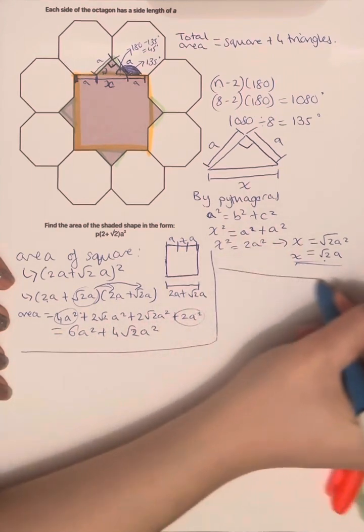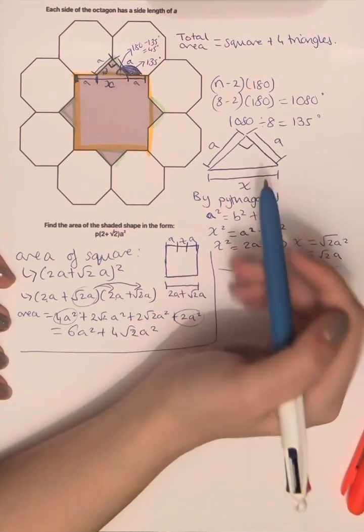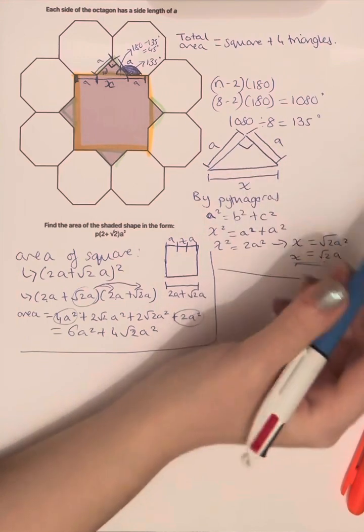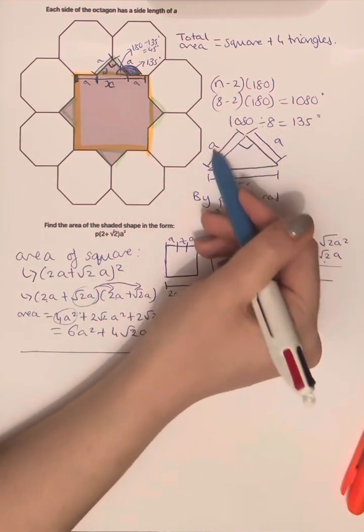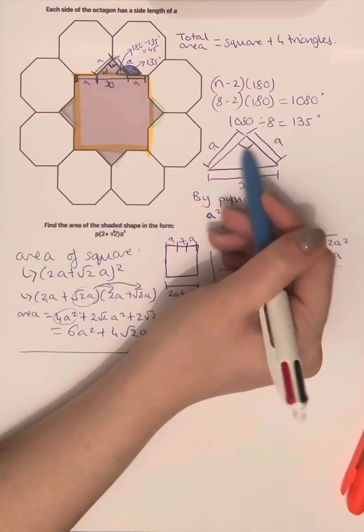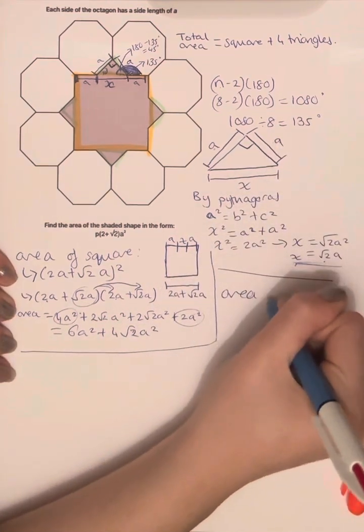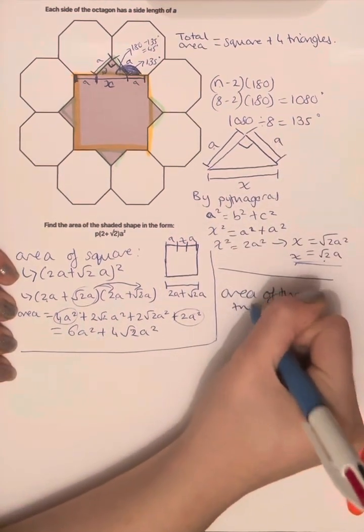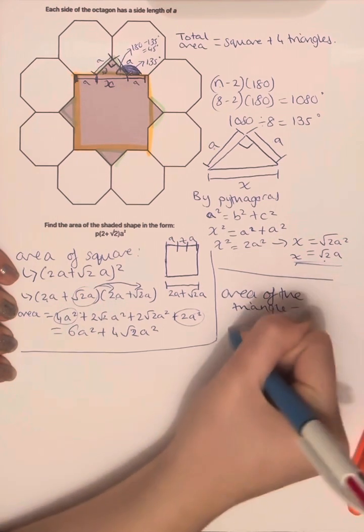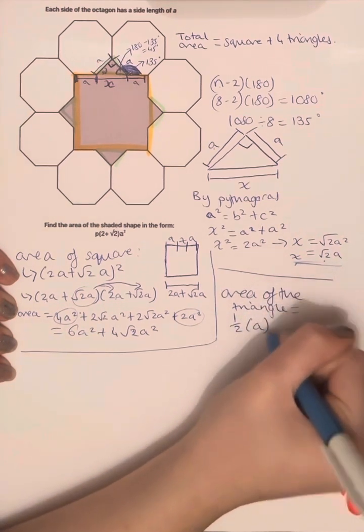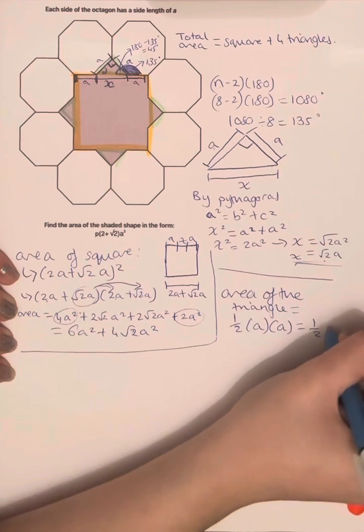We now need to find the area of the triangle. Now the triangle is 90 degrees, so a right angle triangle. So it's just going to be half base times height, which in this case they're both a. So the area of the triangle equals half a multiplied by a, so half a squared.